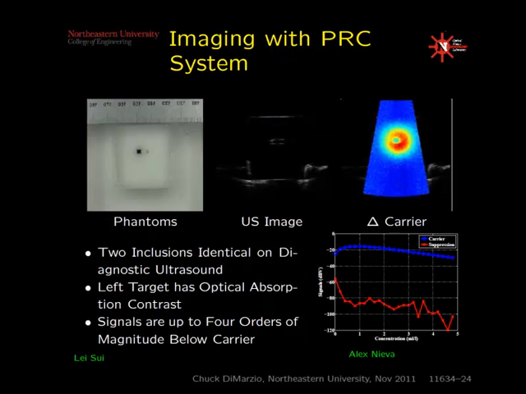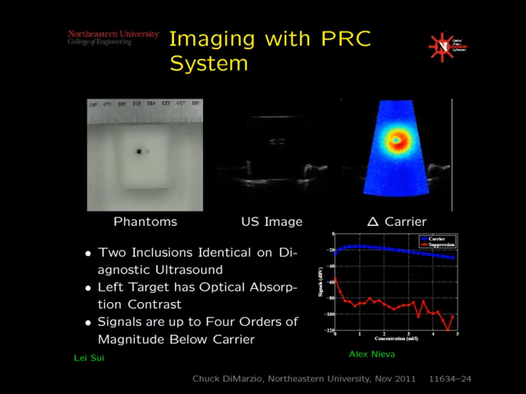Okay. We can do some pretty good imaging with that. Here are a couple of inclusions in an acrylamide phantom. They have acoustic contrast, but one of them has very little optical contrast, one has a lot. And you can see, maybe in the ultrasound picture, the top and bottom of the inclusion. Let me tell you if you can't, they look very similar.